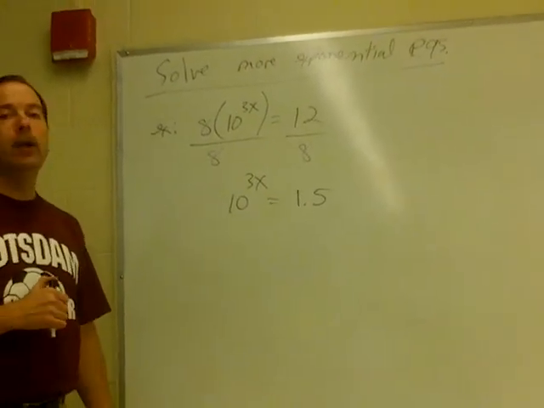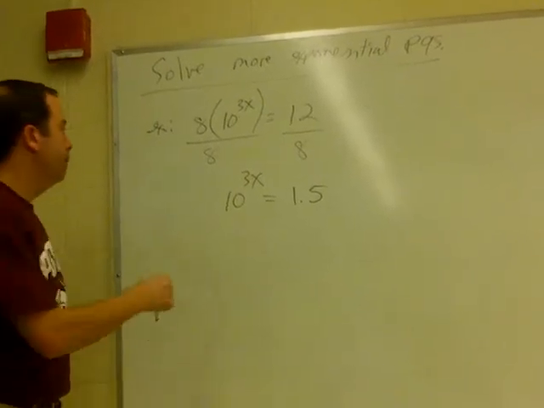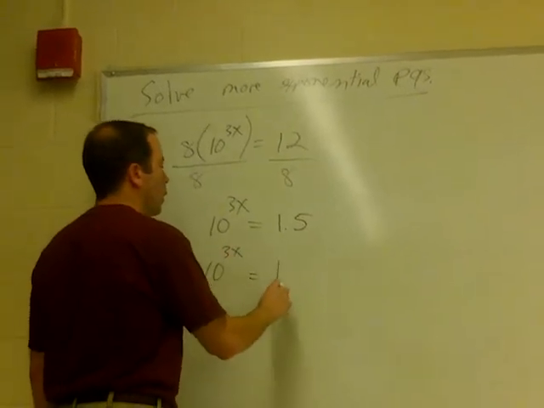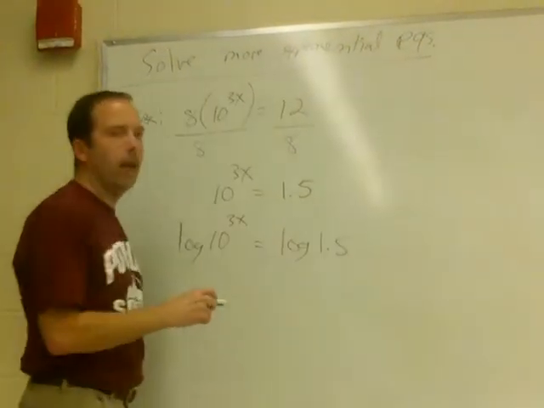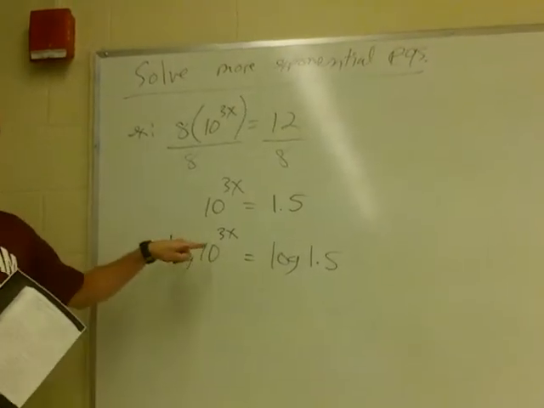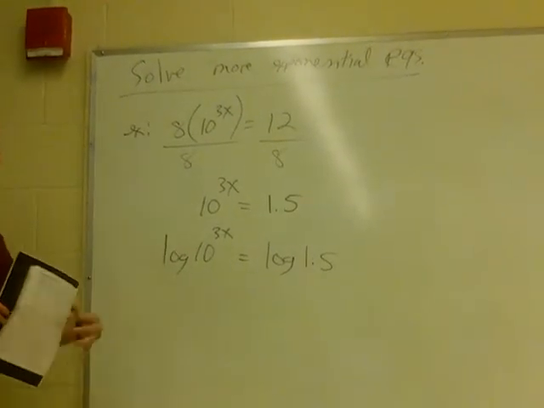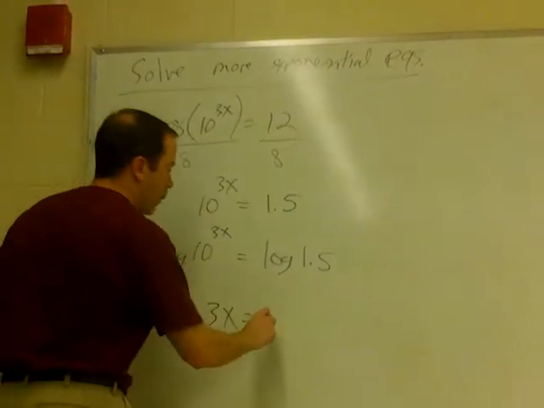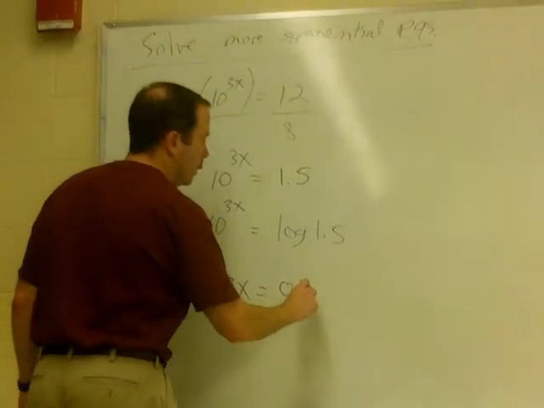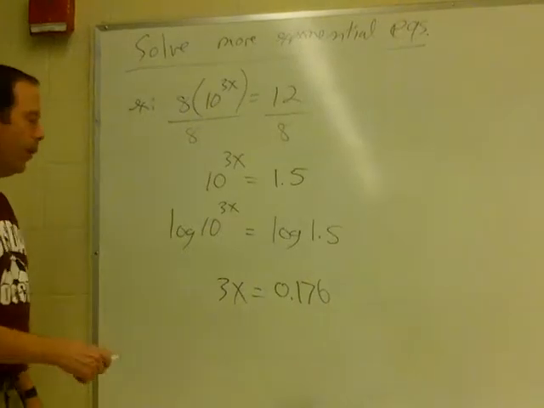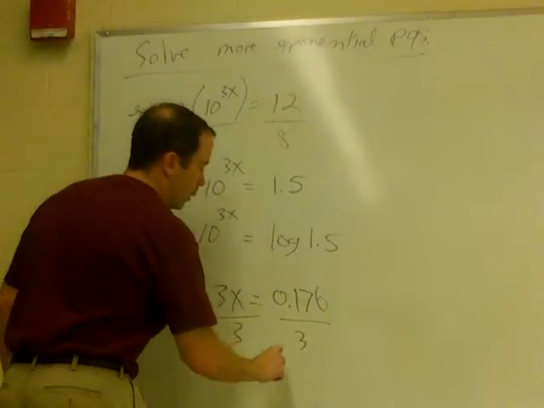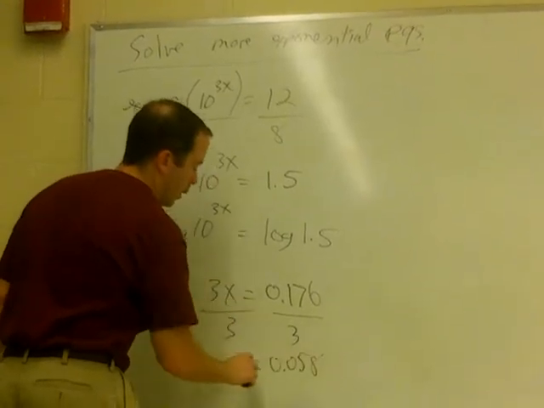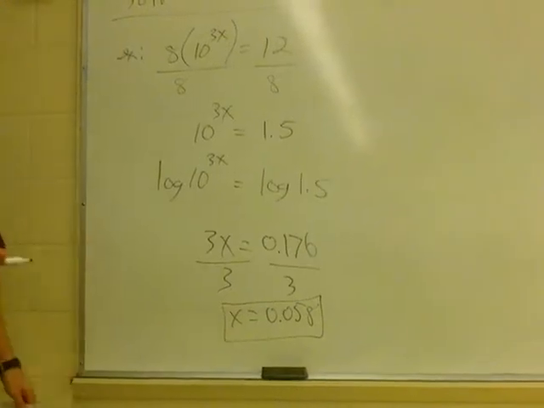All right, so we are logging both sides now, 3x, and we're going to do common log. Log of 10 to the 3x. Will we get the same answer if you use natural log? Yes, you will. Check it out if you'd like. So what is log of 10 to the 3x? They cancel each other out, so we get 3x equals 0.176. Great. And then divide by 3, and we get 0.058. Dividing by 3 makes things smaller.